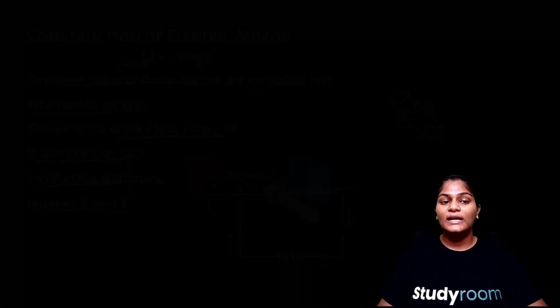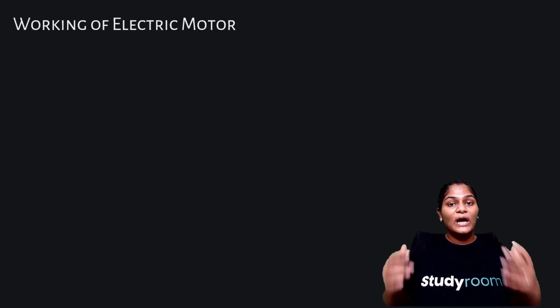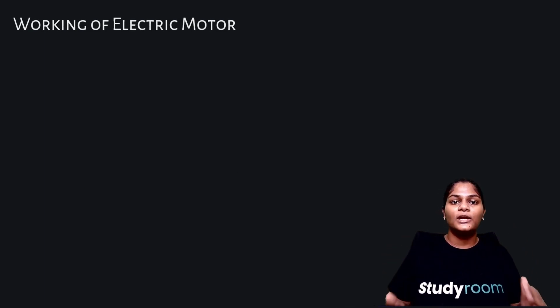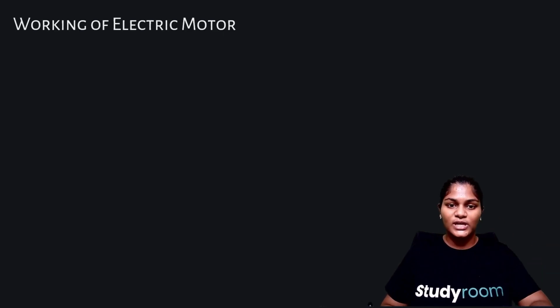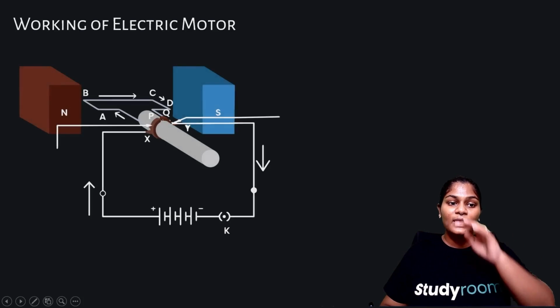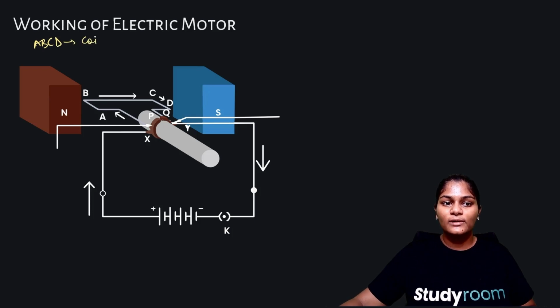To understand how the electric motor works, you have to remember your Fleming's left hand rule, because that is the only thing we are going to use to understand how an electric motor works. Okay, let's go. This is the same setup that I showed you. ABCD is the coil.